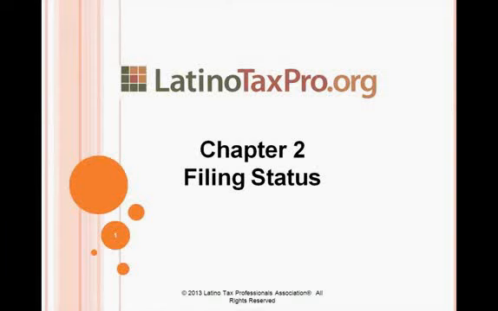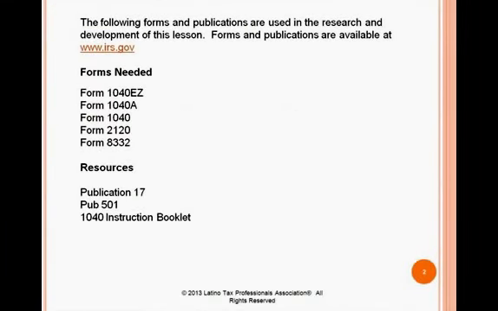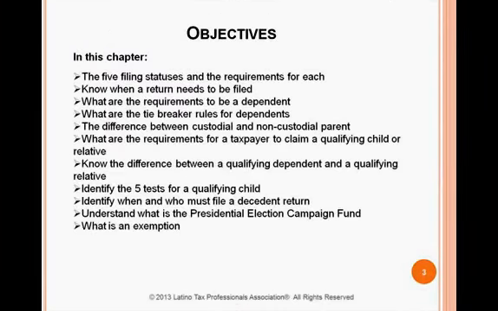Chapter 2, Filing Status. The following forms and publications are used in the research and development of this lesson. Forms and publications are available at www.irs.gov. The objectives of this chapter are to identify the 5 filing statuses and the requirements for each.